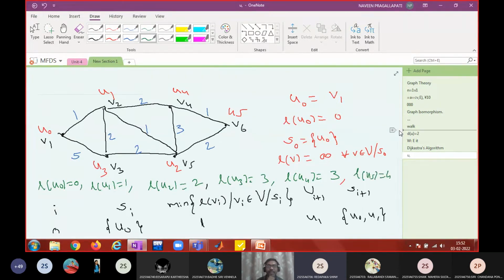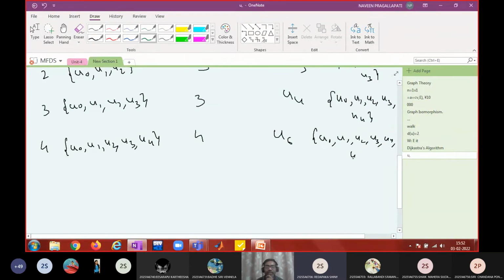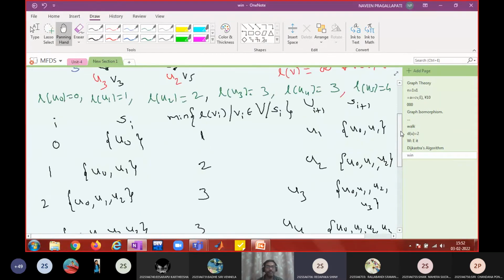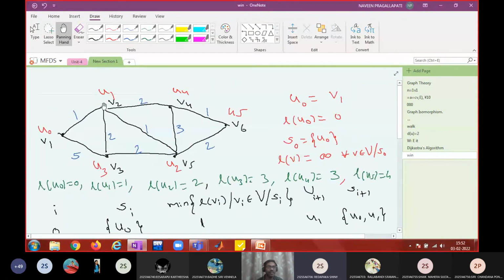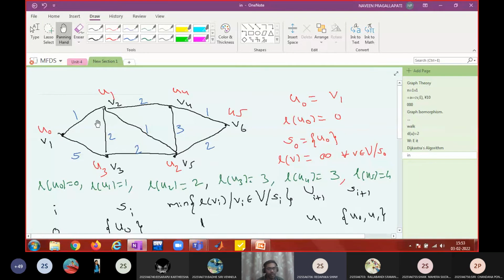Length of U5 means 4. Okay, so this is 4 and this is U5. So we explored all the things, right? So 1, 2, 3, 4, 5, 6. How many vertices? 1, 2, 3, 4, 5, 6 vertices. Okay, and now from u0 you tell me any vertex.